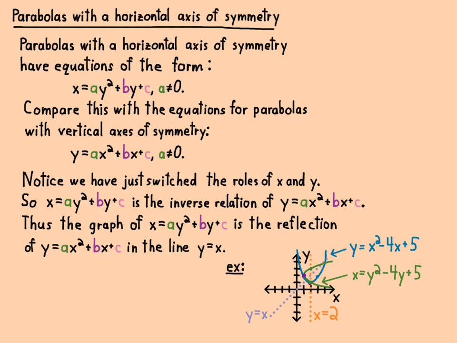Notice it looks like a sideways parabola. Notice that the first one opens up. That's because the leading coefficient is 1, which is positive. And the new one, x equals y squared minus 4y plus 5, opens to the right. It's opening towards the positive x-axis, whereas the original one, y equals x squared minus 4x plus 5, opens towards the positive y-axis. So the positive y-axis becomes the positive x-axis, if you remember that. That's why it flips over the line y equals x. That's one of the reasons.